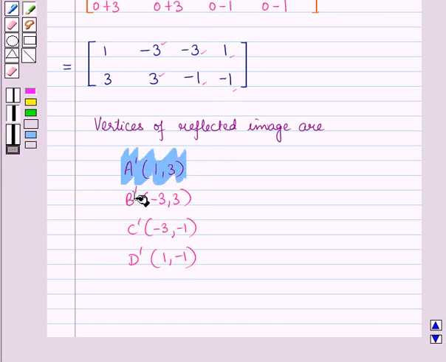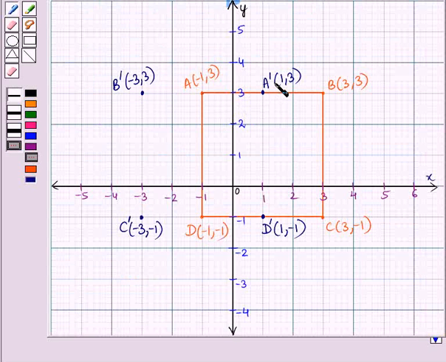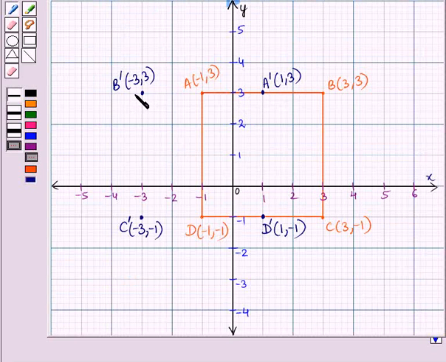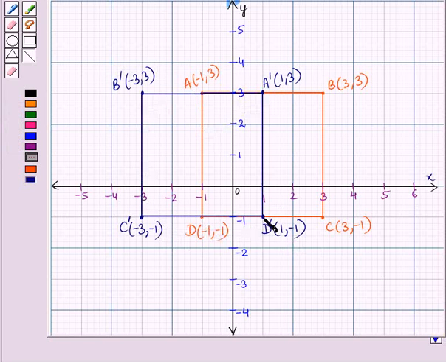Now let us plot these points on the coordinate plane. So we have the image points A dash with coordinates 1, 3, B dash with coordinates minus 3, 3, C dash with coordinates minus 3, minus 1, and D dash with coordinates 1, minus 1. And on joining all these points, that is on joining the image points, we get the square A dash, B dash, C dash, D dash, which is the reflected image of square A, B, C, D in y-axis.